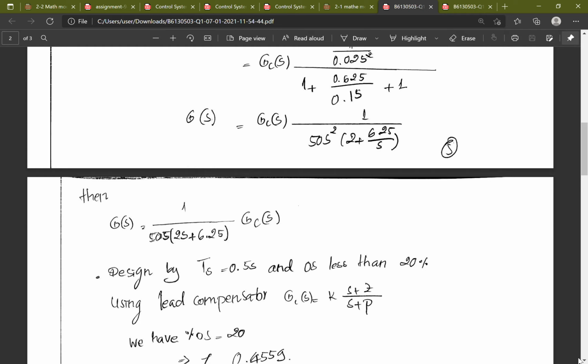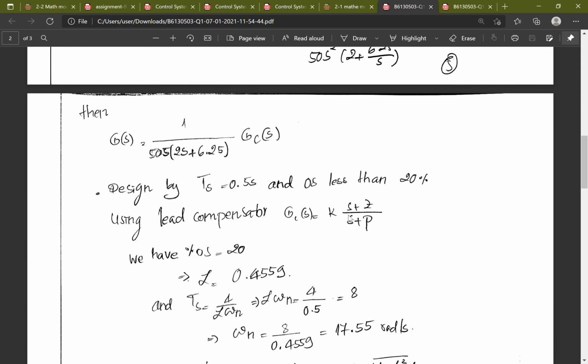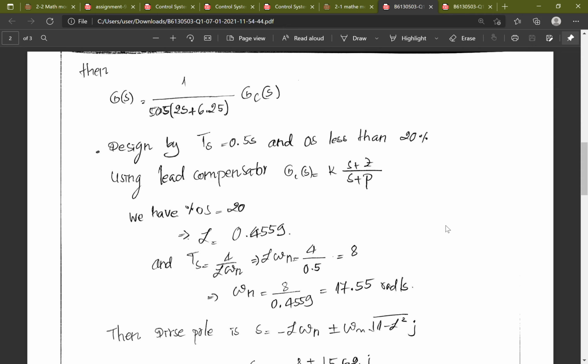After we get the controller, we can design it according to what we want, which is a settling time Ts equal to 0.5 seconds and overshoot less than 20%. Because our purpose is to define a function that has settling time and overshoot less than 20%, I'm going to design a lead compensator by using the root locus design. This is the formula for the lead compensator.